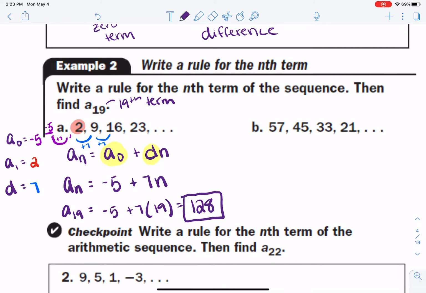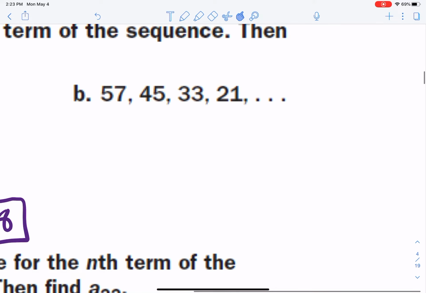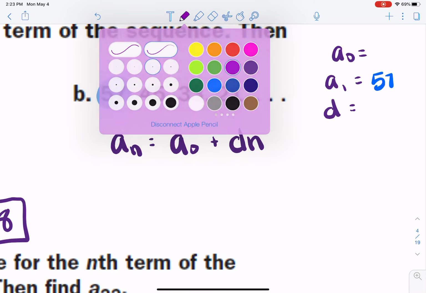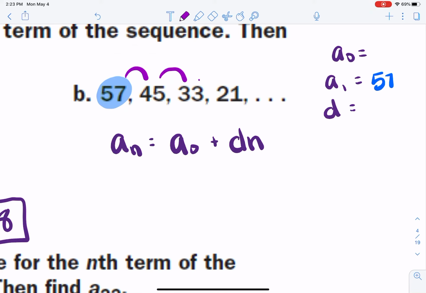All right, let's look at the next example. We need to write a rule again. Remember, our rule is a sub n is equal to the 0 term plus the common difference times n. So I like to label, what is the 0 term? What's our first term? And what is our common difference? Our first term is 57. And what is our common difference? This time it's going down, but that's okay because it looks like it's subtracting 12 each time.